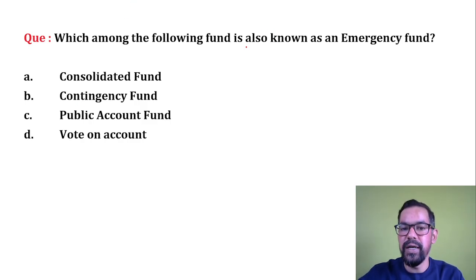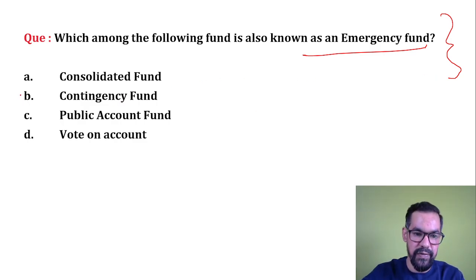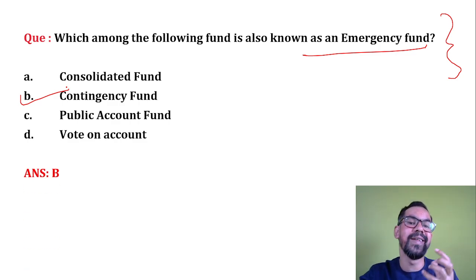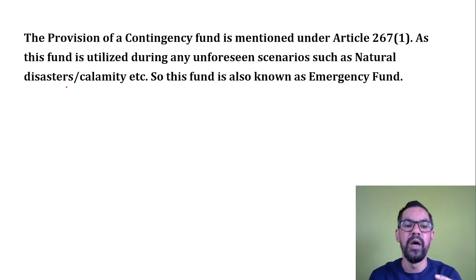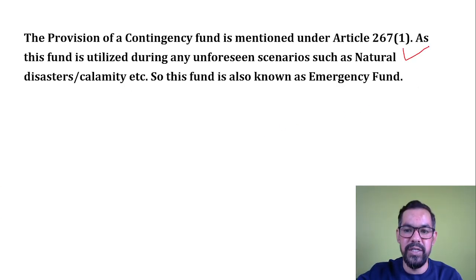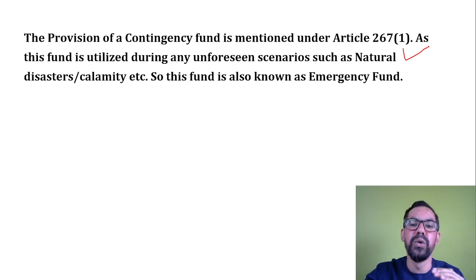Which among the following funds is also known as the emergency fund? So the emergency fund is generally known as the contingency fund. In case of any kind of emergency like earthquake, flood, or any drought situation, the government generally utilizes that particular money and spends it at that time, because at that time we do not have enough time to discuss the situation or pass the bill in parliament. So we have some allocation in the contingency fund, we just withdraw money and supply it where it is required. It is defined under Article 267(1). So in case of natural calamities or disaster, the Government of India generally uses this particular fund.